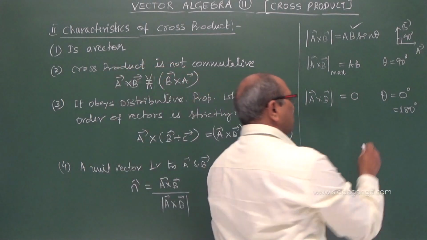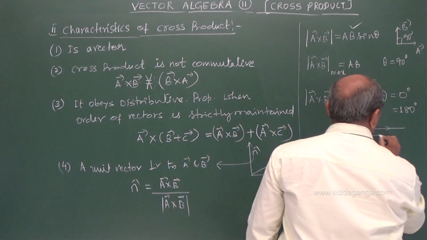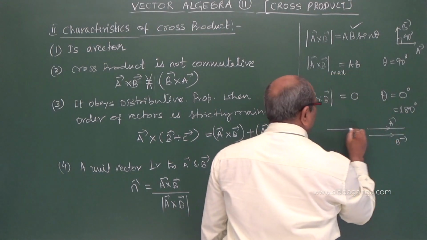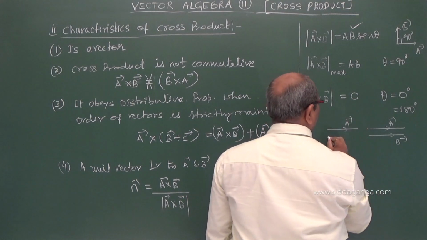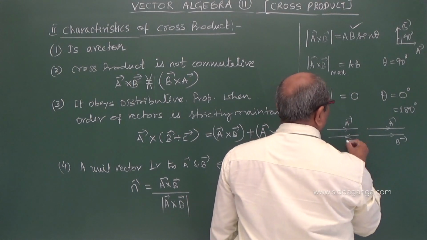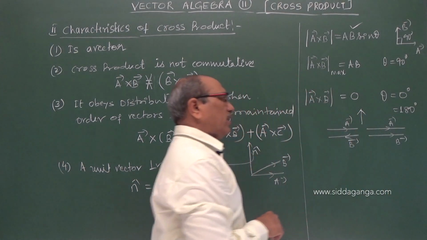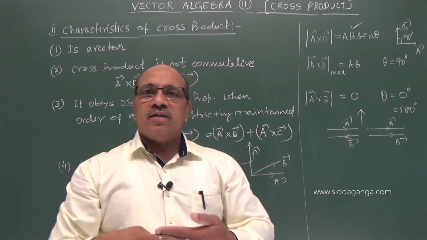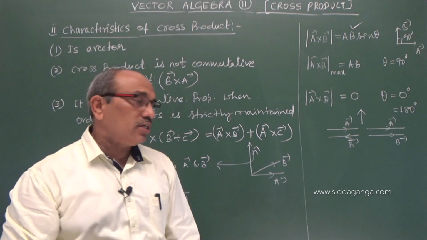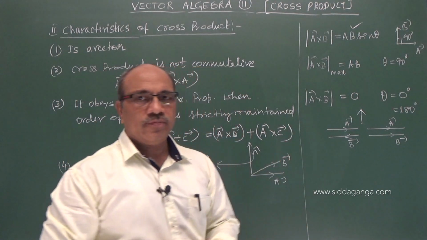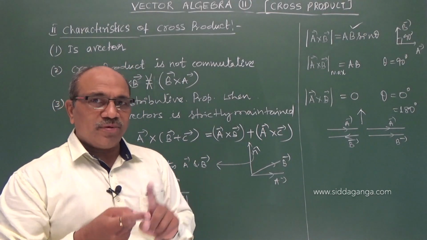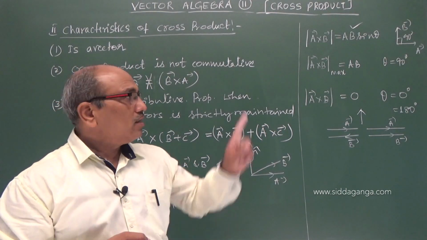But when you come here, the two vectors A and B may be parallel to each other, or they may be acting anti-parallel to each other, then the cross product vanishes. If the two vectors are parallel or anti-parallel, then the cross product does not exist. It becomes 0. So these are the two special cases when the cross product becomes 0. And remember one contradiction here.